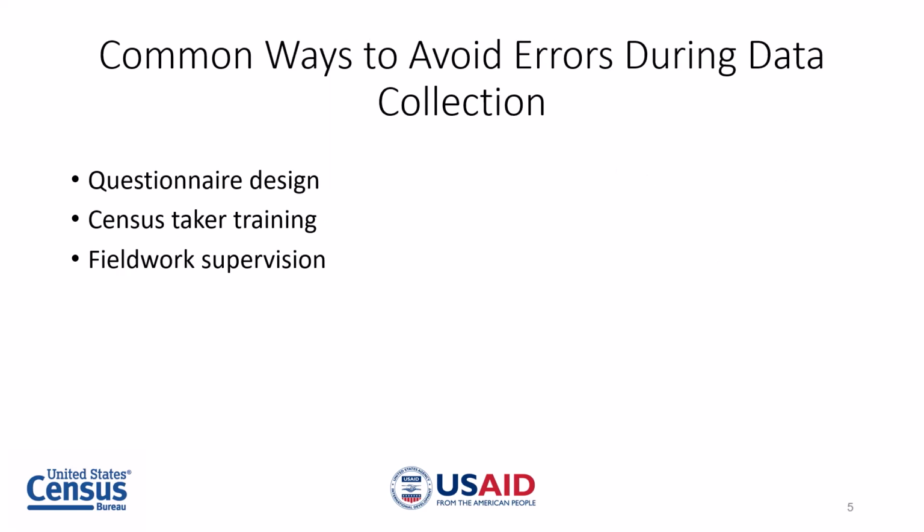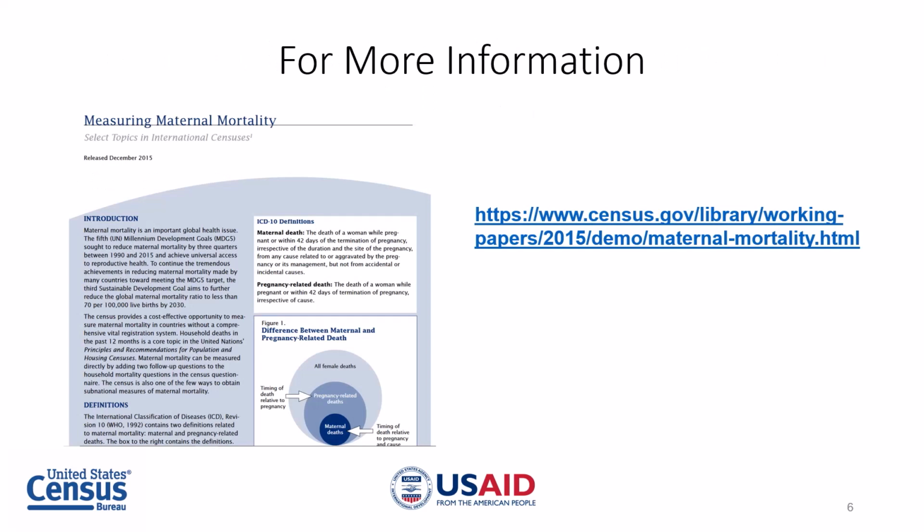There are many ways to avoid errors during data collection. Some common ways include making sure that the questionnaire is designed well so that the census takers do not skip the section on mortality. Training the census takers is also important to make sure they ask the questions and ask them correctly and in a sensitive way. Fieldwork supervision can also improve errors during data collection. For more recommendations on how to avoid common data collection errors, please refer to the brief on select topics in international censuses measuring maternal mortality found on our website. You will find a link on our course website.